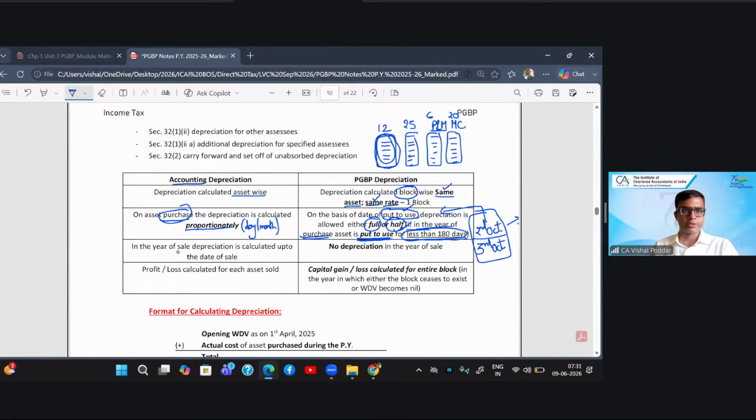Now, similar to purchase, again in accounts, what happens? In the year when you sell the asset, you are selling the asset somewhere in between. So remember your accounts depreciation questions. You have sold the asset on 10th of December. So what you again do, from 1st of April to 10th of December, you'll calculate depreciation not for the full year, but for this proportionate period or part of the year, starting from 1st April to this date of sale. Income tax says we do not calculate any depreciation in the year of sale.